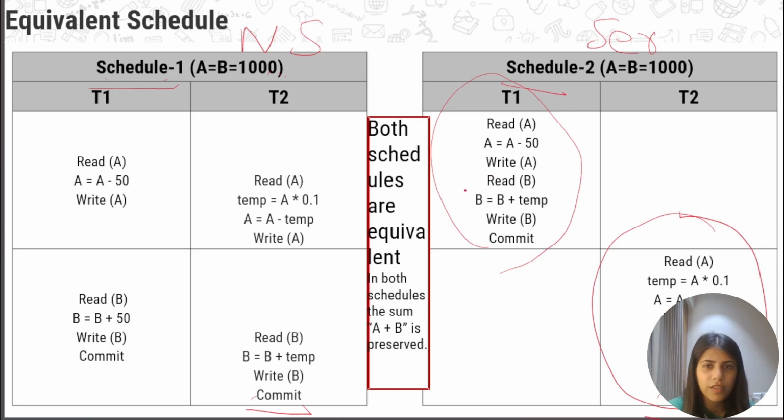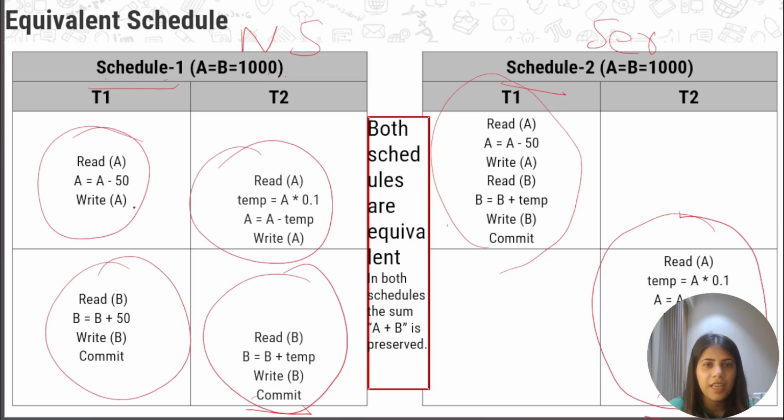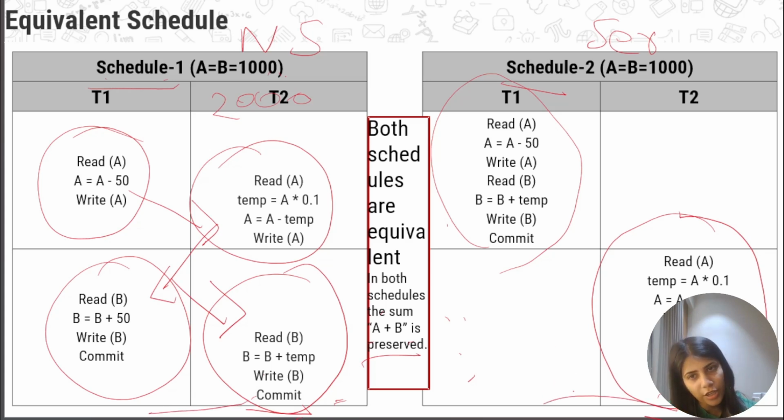A task for you is to perform all the steps in the schedule given over here and see what the final state of A and B is. Both the schedules are equivalent if the sum of A plus B is preserved. So the sum of A plus B, which is 2000, if that is the same by the end of this schedule or by the end of that schedule, then it is considered an equivalent schedule. So your task is to check that and let me know in the comments if they are equivalent or not.